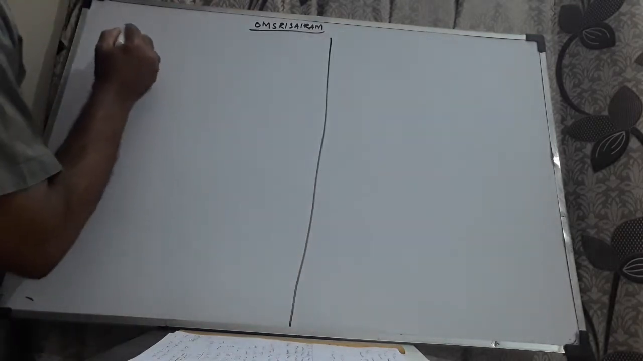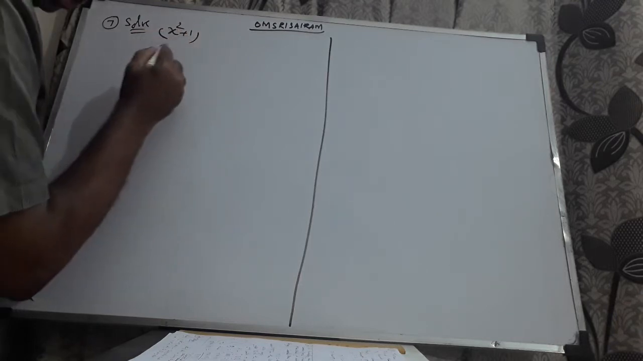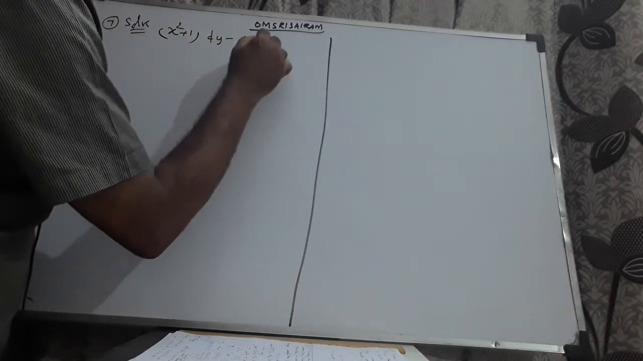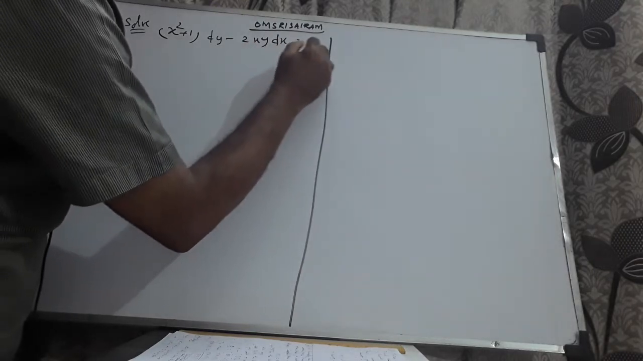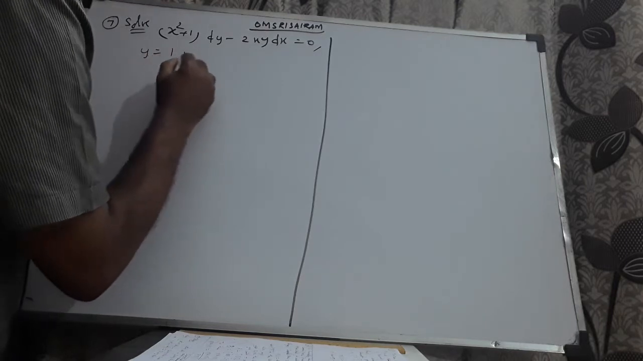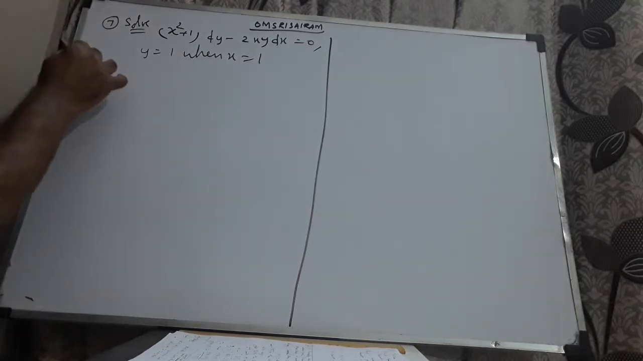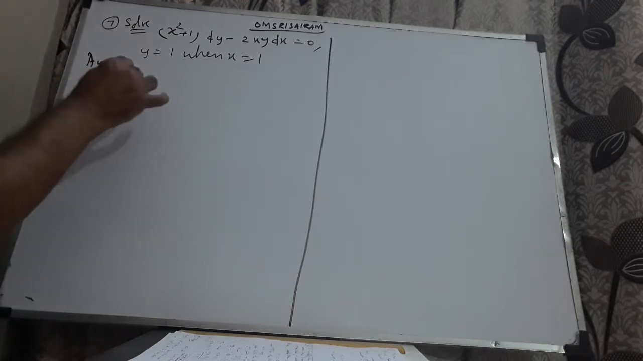Now, this video presentation deals with section B of model paper 2 of class 12 of term 2. First question meant for today goes like this. This is the seventh question. Solve (x square plus 1) dy minus 2xy dx is equal to 0, and you are given y is equal to 1 when x is equal to 1. When such a condition is given, you are required to find the particular solution. That is the meaning. Let me just start with the answer now.